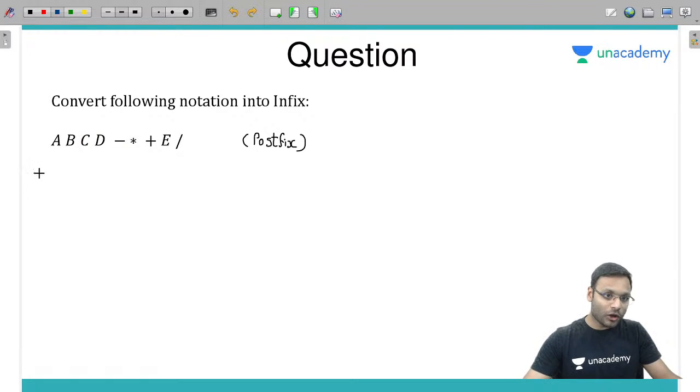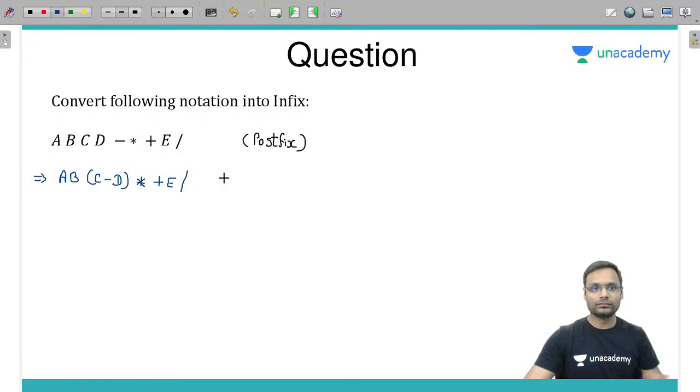So if I want to solve this first, how do I write it in infix? I will write it like this: A, B, and here in brackets C minus D, then times, plus, E divide. Why have I written it in brackets? Because this minus was solved first due to the bracket, otherwise it would not be. Why? Multiplication and division are big players, they have higher precedence.